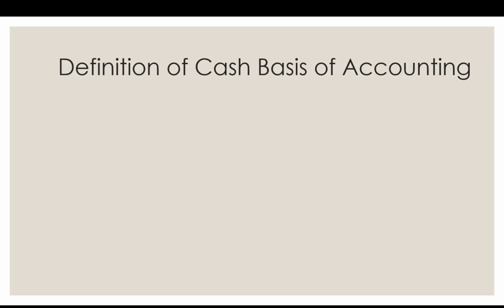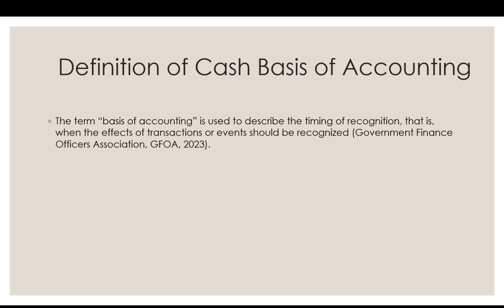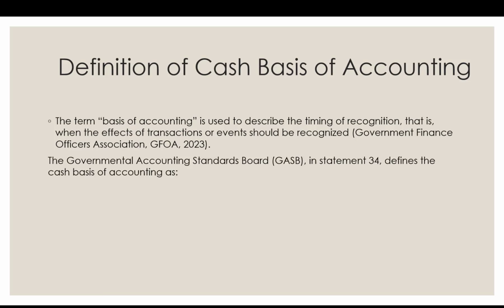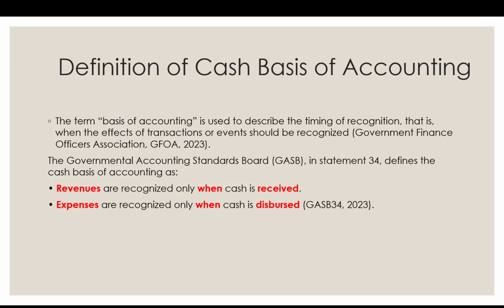Definition of cash basis of accounting. The term basis of accounting is used to describe the timing of recognition. That is, when the effects of transactions or events should be recognized. The Governmental Accounting Standards Board, GASB, in Statement 34, defines the cash basis of accounting as revenue recognized only when cash is received. What about expenses? Expenses are recognized only when cash is disbursed.